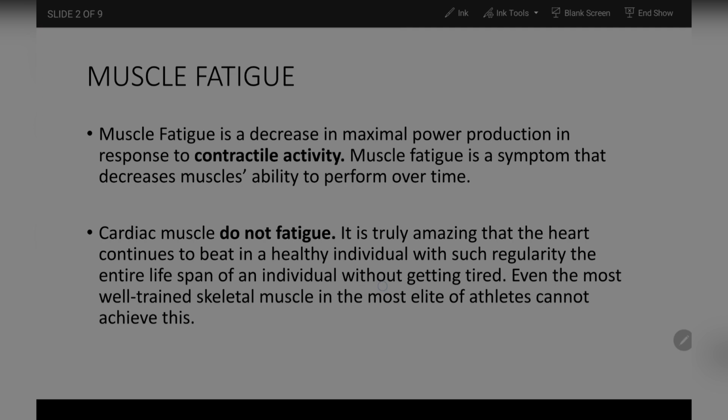Cardiac muscle does not fatigue though. It is truly amazing that the heart continues to beat in a healthy individual with such regularity for the entire lifespan of an individual without getting tired. Even the most well-trained skeletal muscle in the most elite of athletes cannot achieve this.